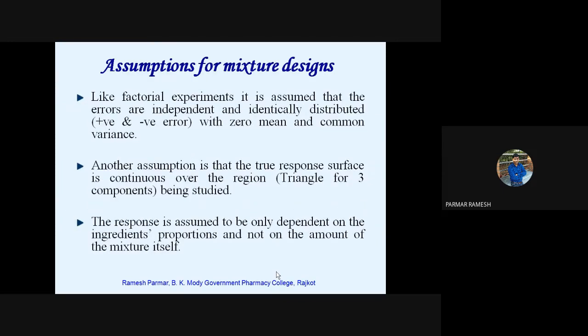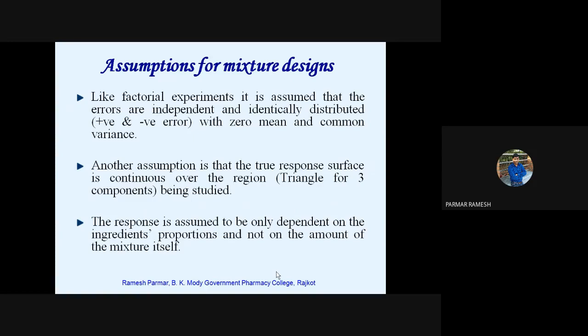Now, assumptions, we need to assume something. Like factorial designs, we are assuming that the errors are independent and identically distributed with zero mean and have common variance. That is, the errors are on both the sides. Error cannot be on a single side. If it is on a single side, it is not error. So normally the error should be on both the sides.